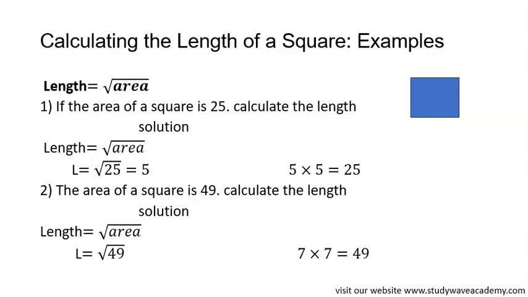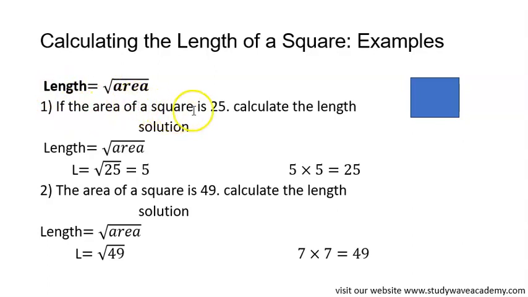Good. Here we have to calculate the length of a square, okay? The length of a square. How do we calculate the length of a square? The formula is equal to the square root of the area. This is the length, right? We are looking for the length of the square. Now, when looking for the length of a square, that means the area is given, okay? The area of the square is given. So to calculate the length is the square root of the area, okay?